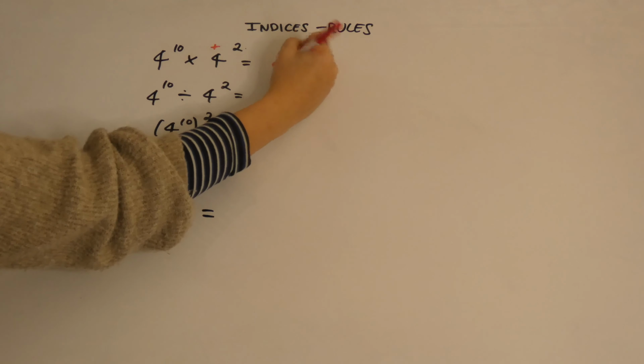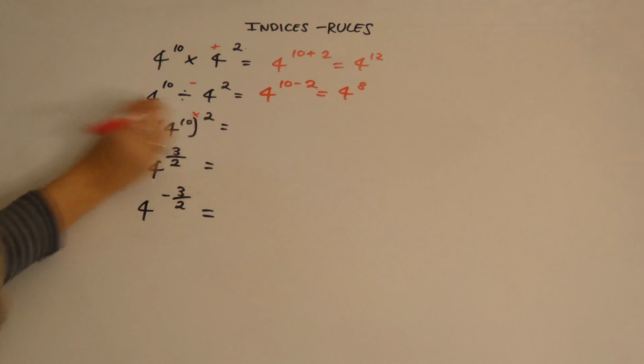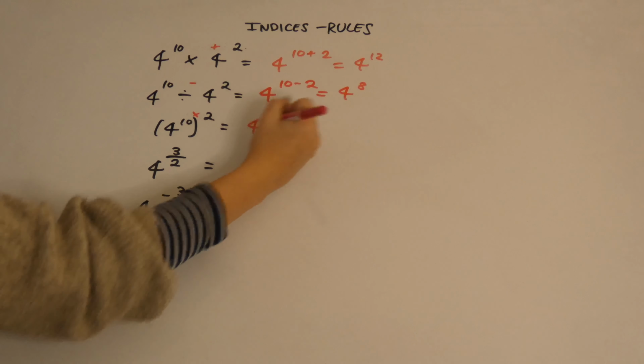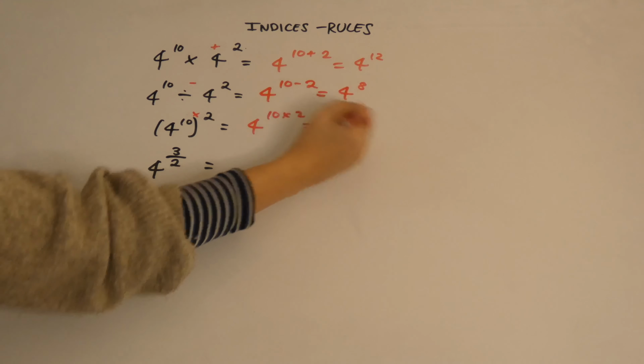Down here, whenever we've got something to the power in brackets to another power, all we have to do is multiply those two powers. So we're left with 4 to the power of 10 times by 2, which just gives us 4 to the power of 20.